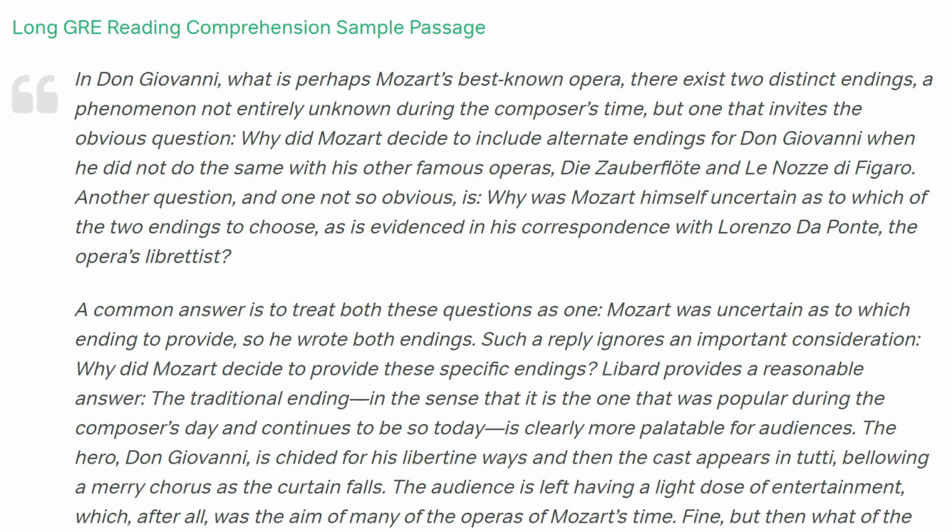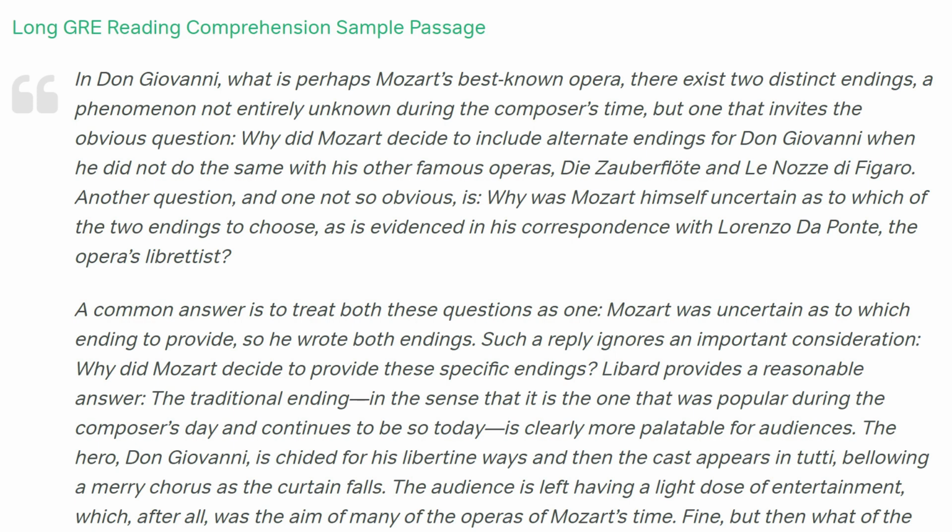Okay, without further ado, let's read this passage. In Don Giovanni, what is perhaps Mozart's best-known opera, there exist 2 distinct endings, a phenomenon not entirely unknown during the composer's time. 2 endings, but one that invites the obvious question. Why did Mozart decide to include alternate endings for Don Giovanni when he did not do the same with his other famous operas, that one and that one? Great question, right? Why is he doing these alternative endings?